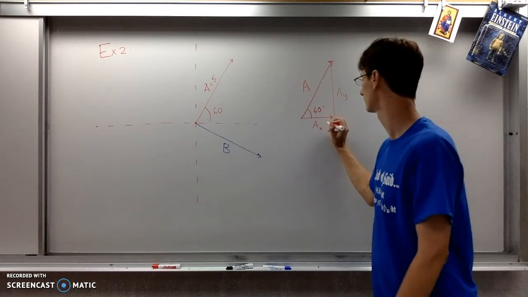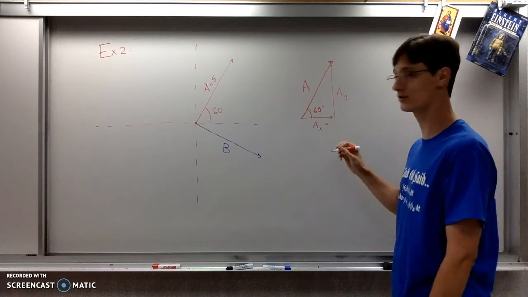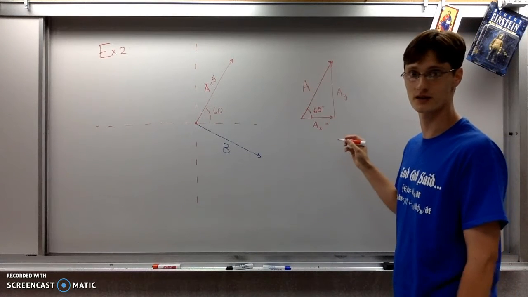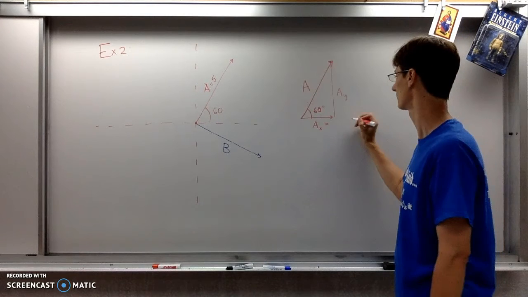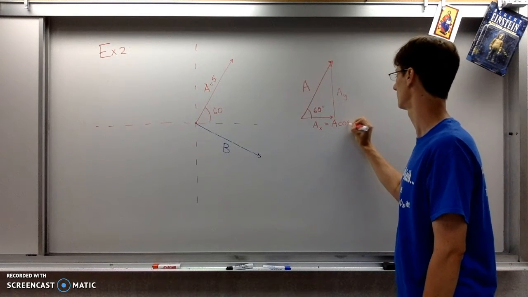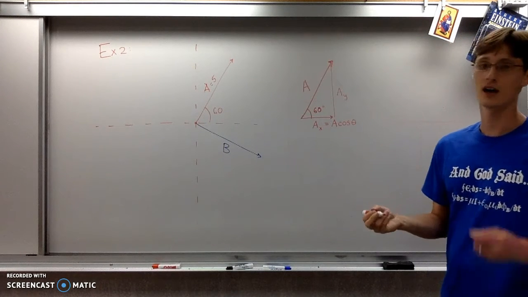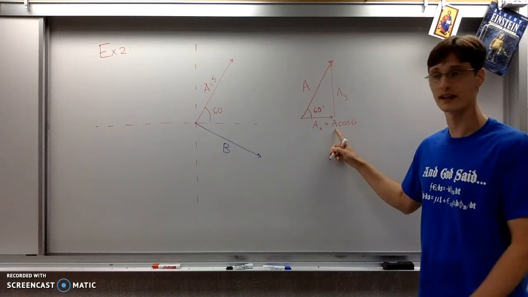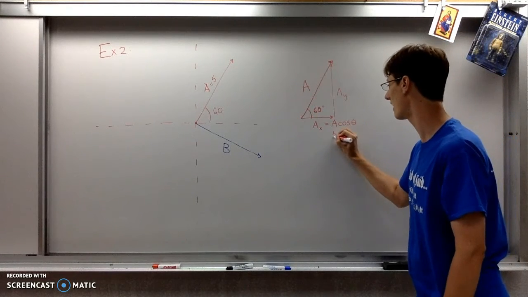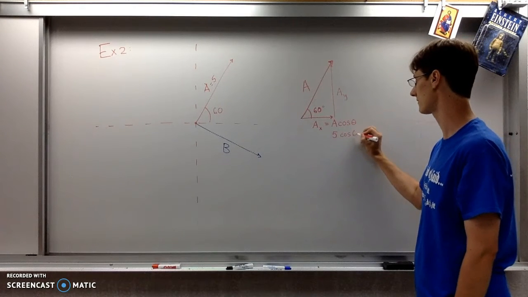Cosine. If you said cosine out loud, then you are a model citizen. Good job. I don't have cookies. I couldn't give you cookies. This is a video. Anyway, so it's A cosine theta that is going to be the X component. All right, when we say A, we mean how long is this vector? 5 was the answer, so 5 cosine 60 degrees.